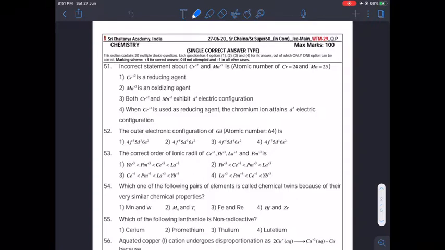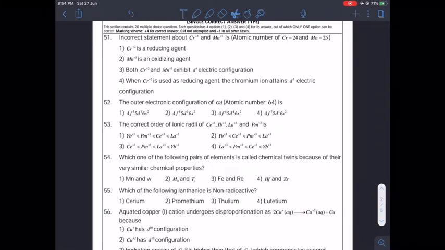Today in the series of question and answer, I am going to discuss D block chemistry. If you have the basic knowledge about D block, it becomes easier to grasp coordination chemistry. So without wasting any time, let's get started. Let's start with question number 51.